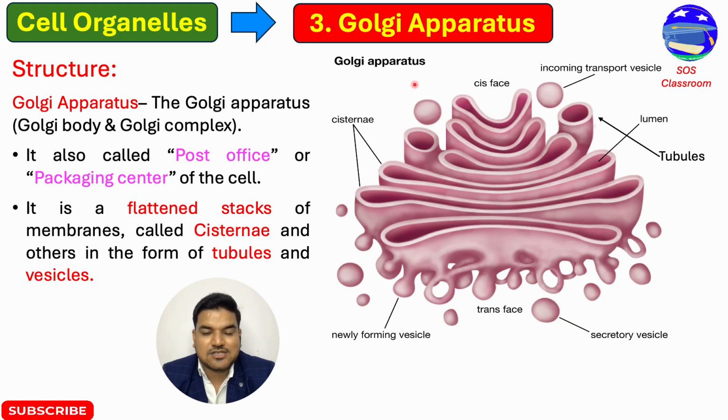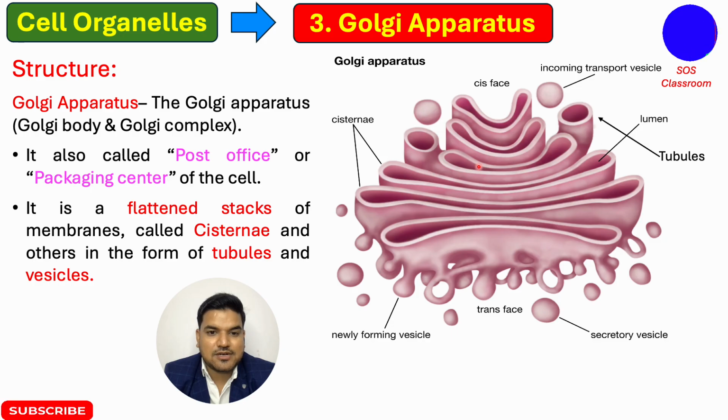Next is the Golgi apparatus. It is also called the Golgi complex. It is also called the Golgi body. So you can see this is the structure. It has the cis face toward the nucleus side and the trans face toward the cell membrane side.